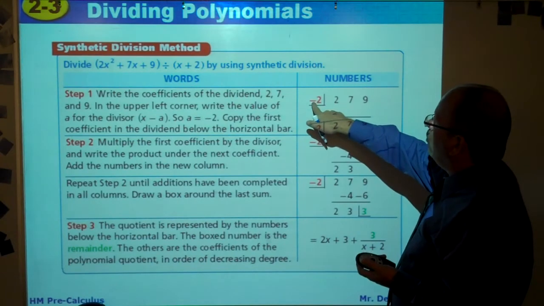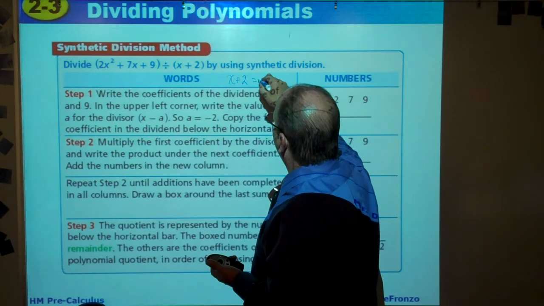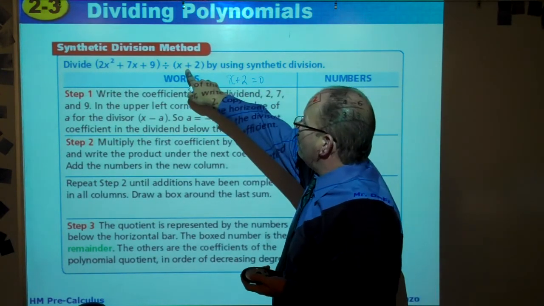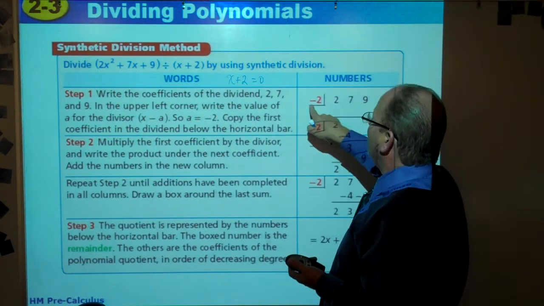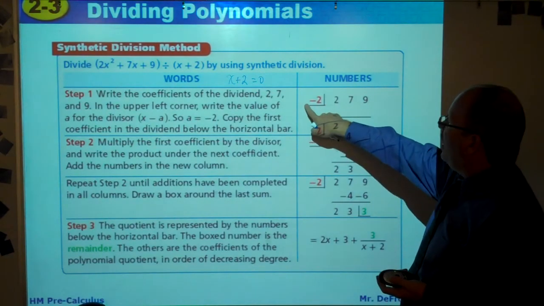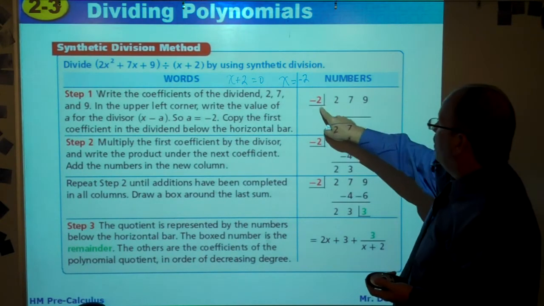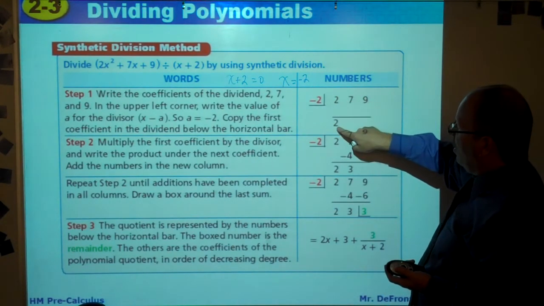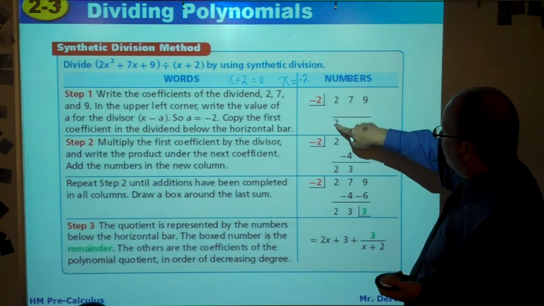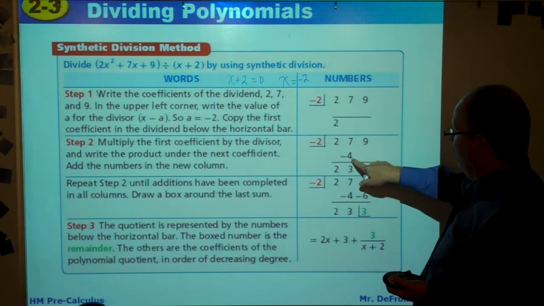So what we do is we put what x is when x plus 2 equals 0. We set it equal to 0 and solve it. It's the opposite sign. Instead of a positive 2, we get this negative 2. And that's what we're going to put here. Now we take our first number and just copy it down. And then we take this number, multiply it times this number, and write the answer here. And this is showing that we've done that here.